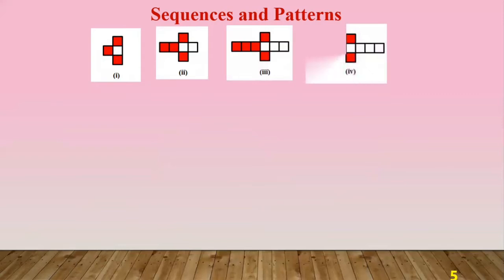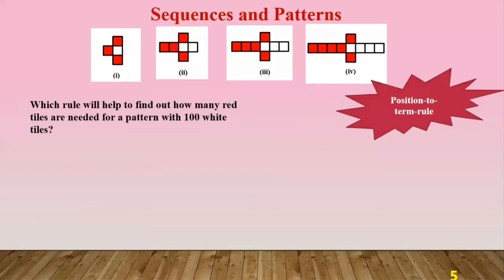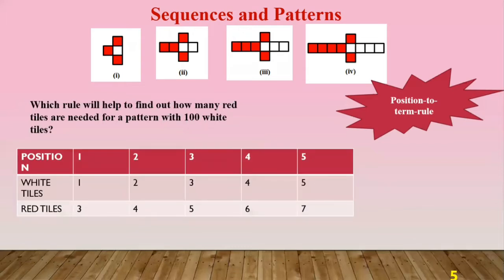So what's happening to the red tiles and white tiles here? Which rule will help you to find out how many red tiles are needed for a pattern with 100 white tiles? Yes, it is the position to term rule. And to derive the position to term rule, let us make a table. So what do you observe in this table, children? In this table, you can see what is happening to the number of red tiles and white tiles according to the position. In the first position here, the white tile is 1 and the red tiles are 3.